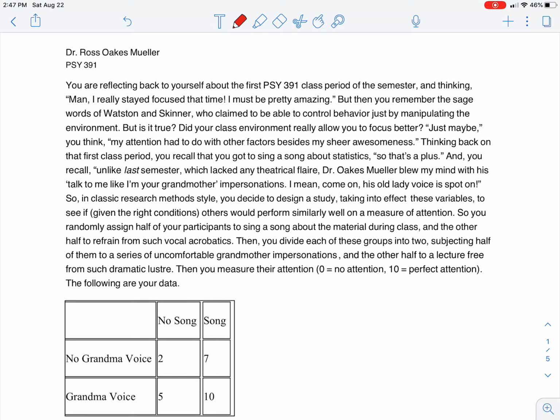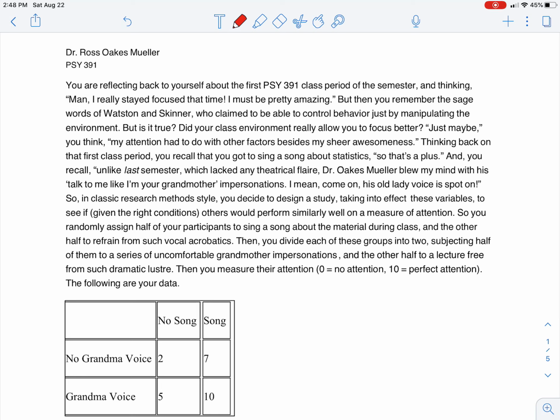All right, you guys, I wanted to give you a quick introduction to this review worksheet for the exam on experimental designs. So let me first start by going through this story problem. So you're reflecting back to yourself about the first Psych 3091 class period of the semester, and thinking, man, I really stayed focused that time. I must be pretty amazing.